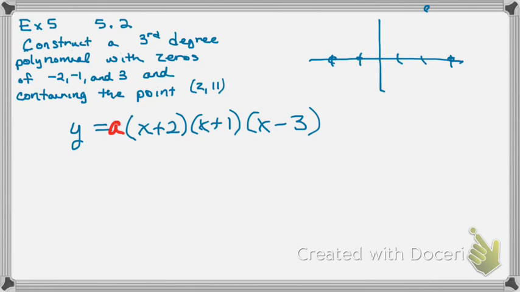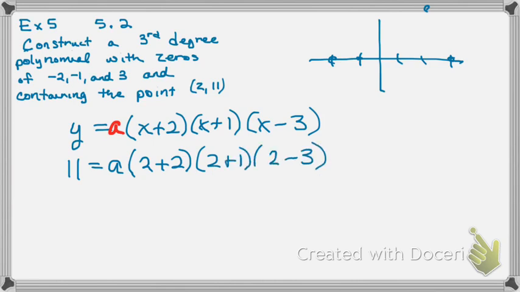So if I do that, I'm going to have 11 equals a times (2 plus 2) times (2 plus 1) times (2 minus 3). So this is where x used to be, and this is where y used to be. I've replaced x with a 2 and y with an 11. Everybody okay with that? Okay, so now I need to get the a by itself. What can I do to get the a by itself? How can I work that out?